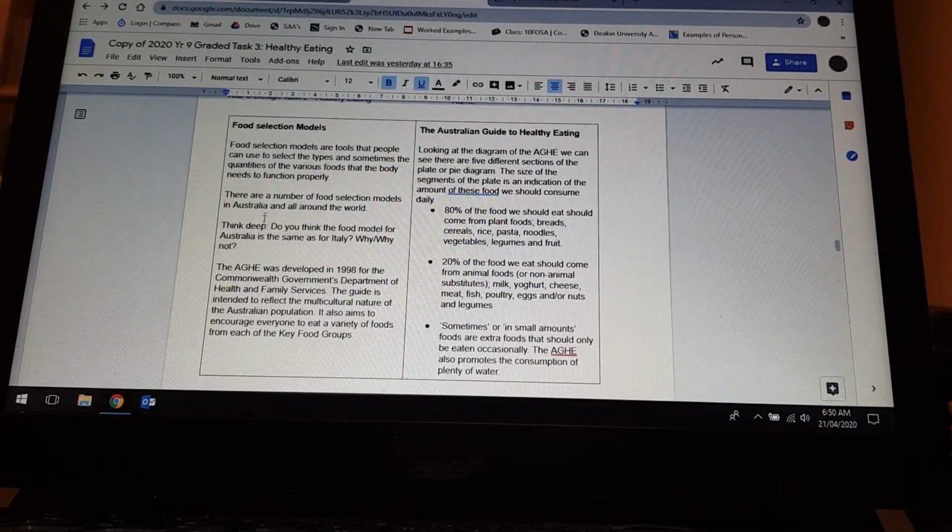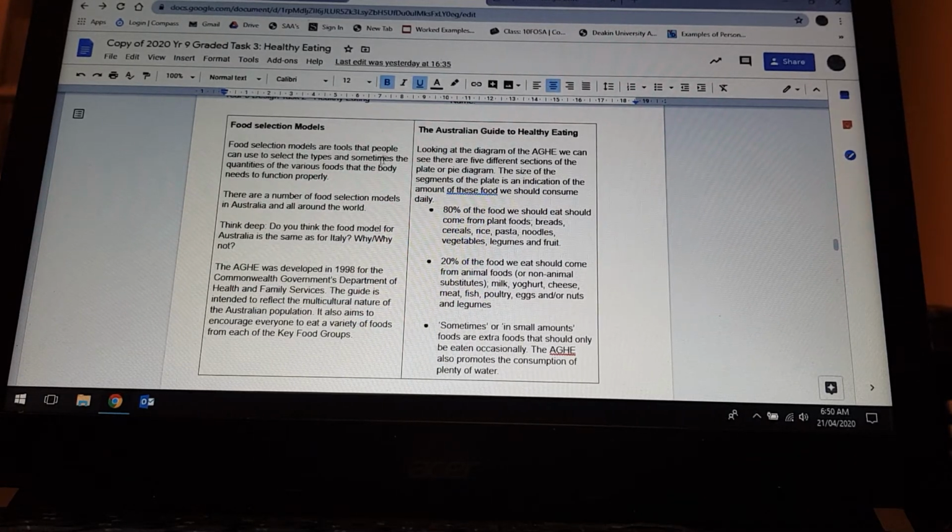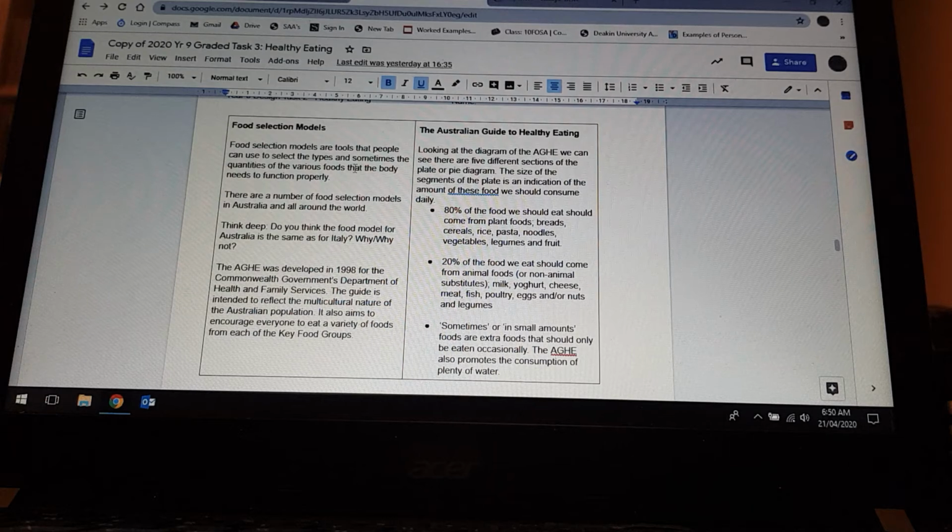Here's a little bit of information. Food selection models. Food selection models are tools that people can use to select the types and sometimes the quantities of the various foods that the body needs to function properly. There are a number of food selection models in Australia and around the world. This is where you get to think deep. Do you think the food model for Australia is the same for Italy? Why not? I want you to answer that question. I want you to think about it.